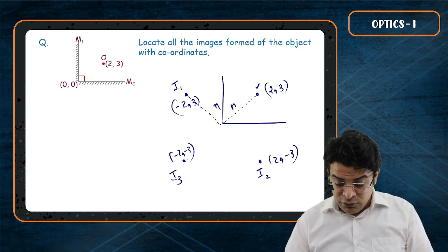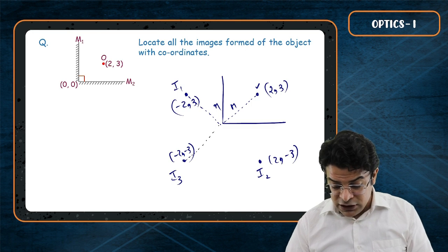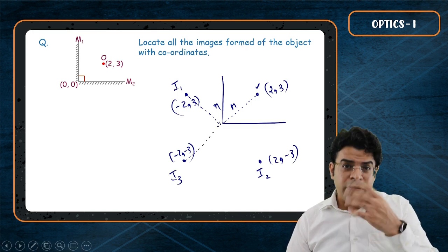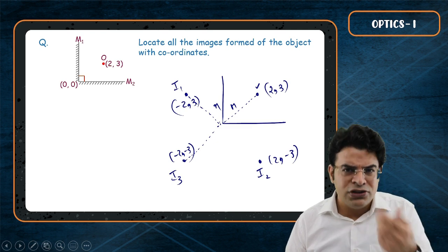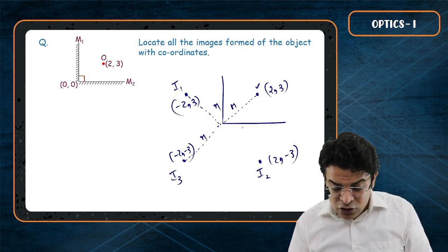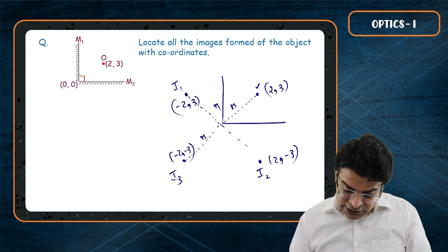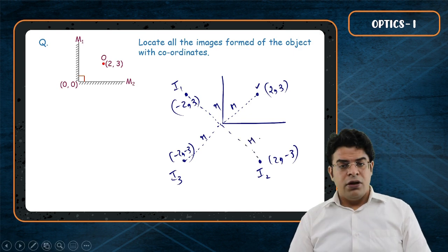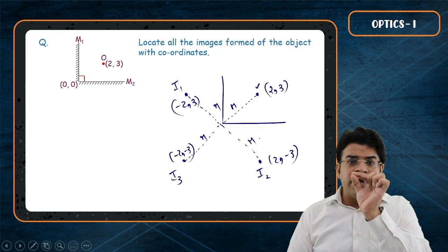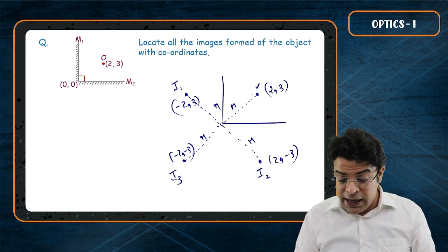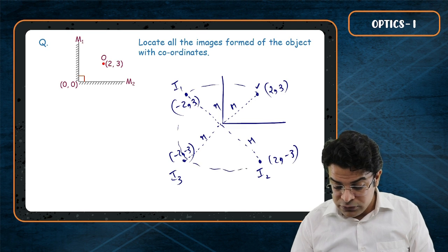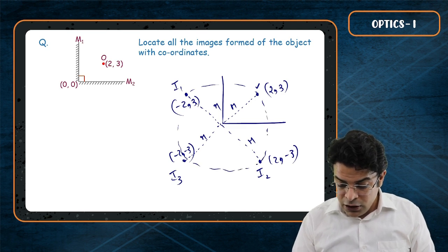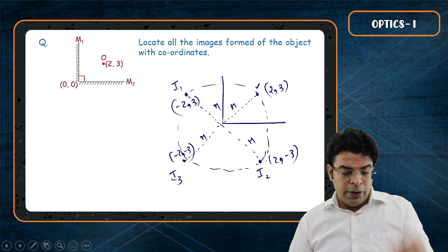Similarly, if I ask you what is the distance of I3, you will say the square root of -2 square plus -3 square, but once you square, -2 square is as good as 2 square. So this distance will also be R, and by the same logic, this distance will also be R. So the object plus all the images lie on a circle with the center at the origin, right? So these are the things you need to remember.